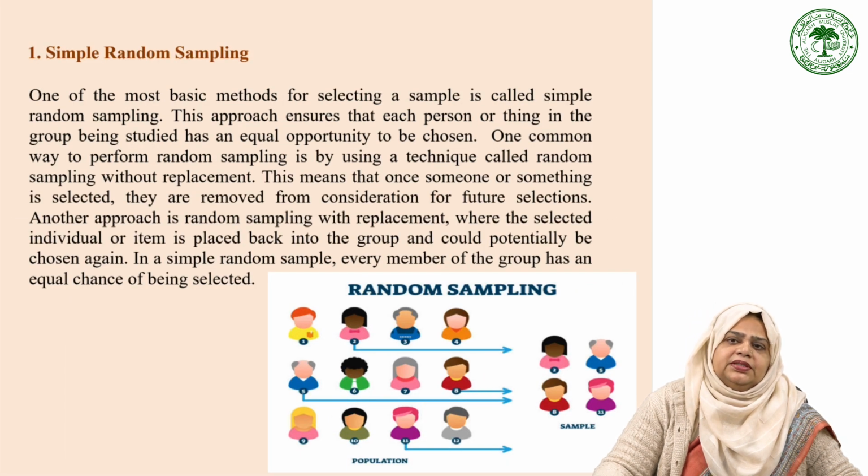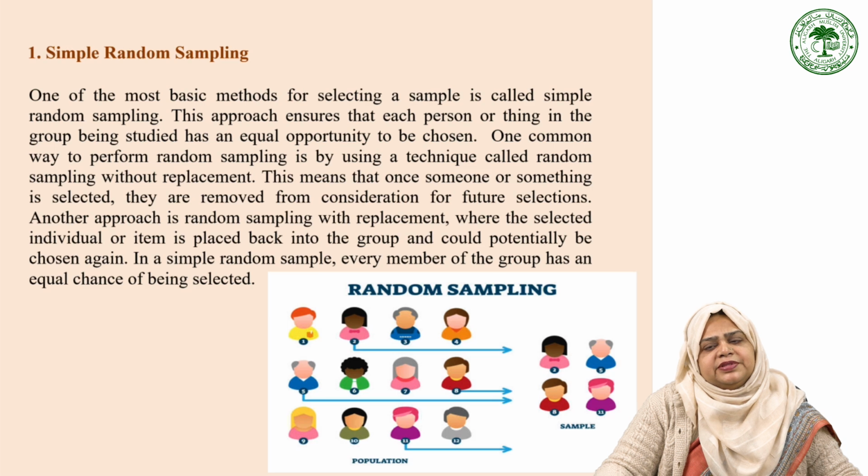So the first method is simple random sampling. Choosing a sample from a population can be done in various ways, but the simplest method is called simple random sampling. This approach ensures that each person or thing in the population has an equal chance of being selected. In theory, this technique can be used for populations of any size. However, in practice, it can be challenging to implement.